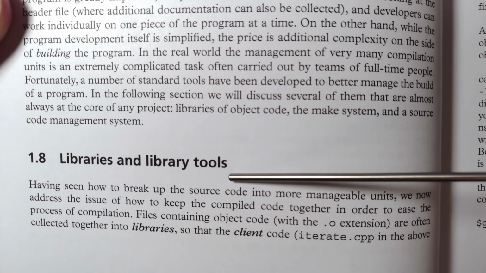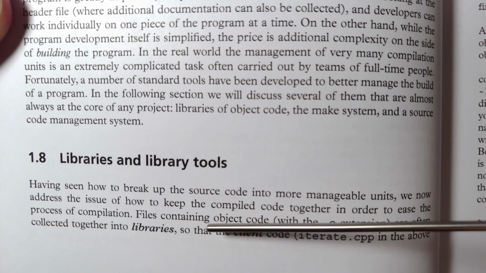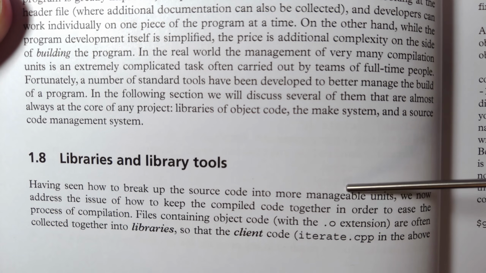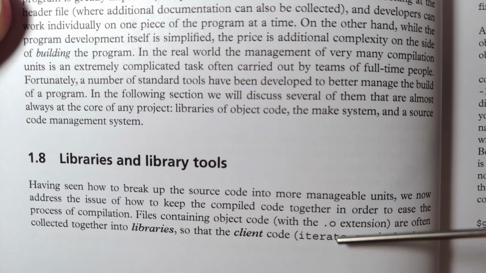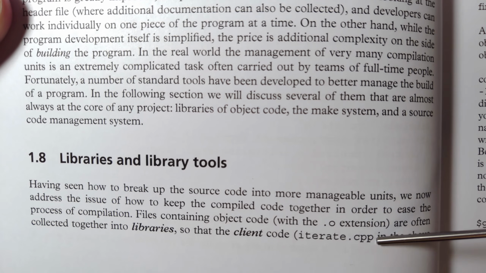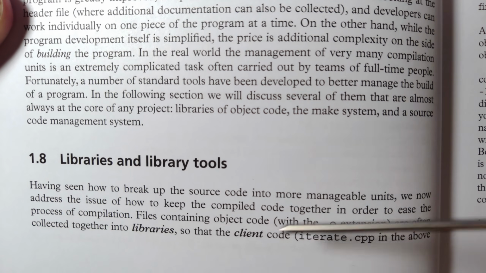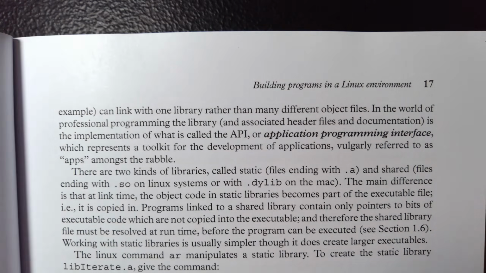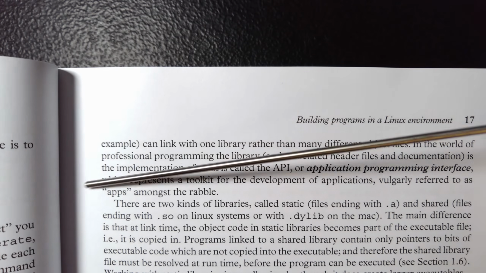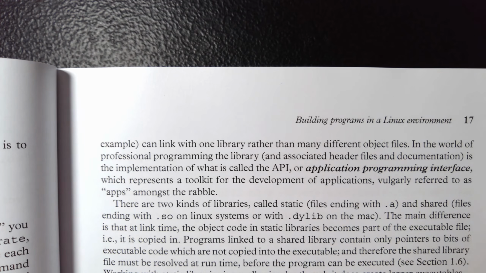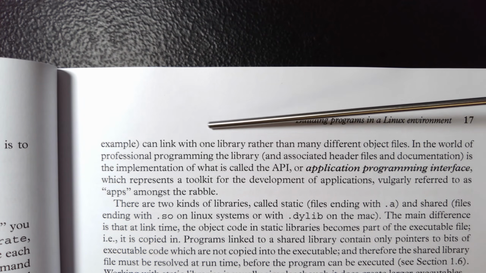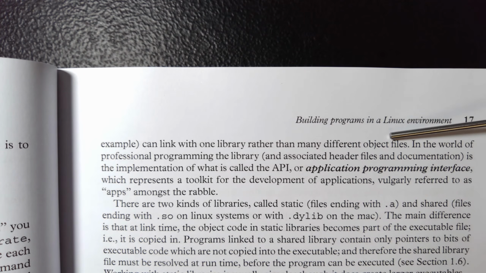I'm not sure if I want to talk about separate compilation, but effectively, when we compile our CPP files into object files, we can take these object files and put them into libraries. Okay, so files containing object code with the .o extension are often collected together into libraries, so that the client code, iterate.cpp in the above example, can link with one library rather than many different object files.